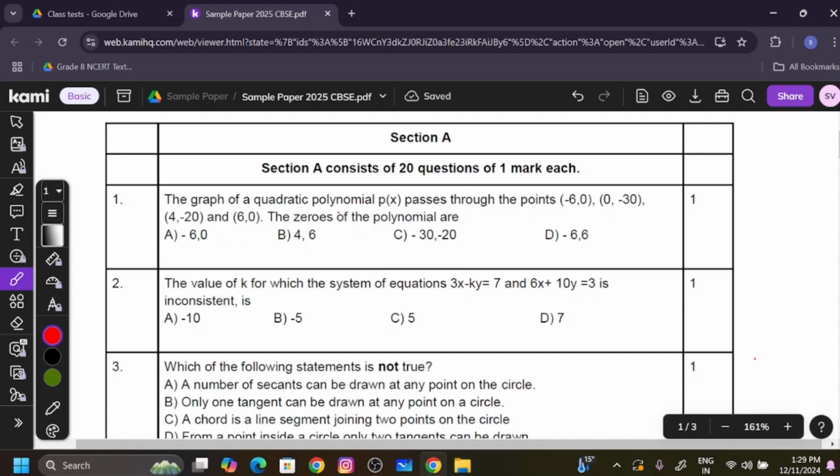First question. The graph of a quadratic polynomial p of x passes through the points (-6, 0), (0, -30), and (4, -26), (6, 0). The zeros of the polynomial are.